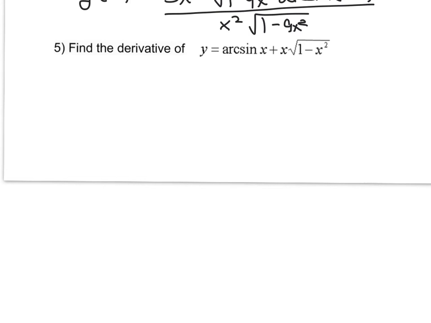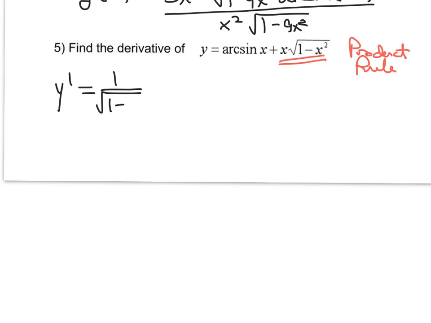Let's finish up with example number 5, where again I see that I have an arcsine. It's a really basic one, arcsine of just x. But then I see that I've got a product involved. So over here we're going to have to use the product rule. This looks like it's going to be an interesting combination. So when I take my derivative, the derivative of the arcsine is going to be my u prime, so that's 1 over the square root of 1 minus x squared.